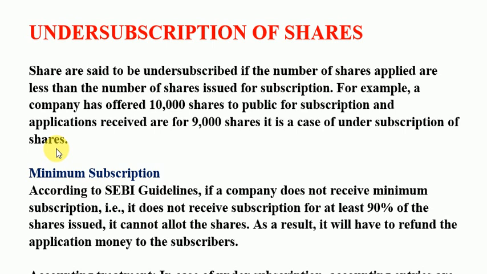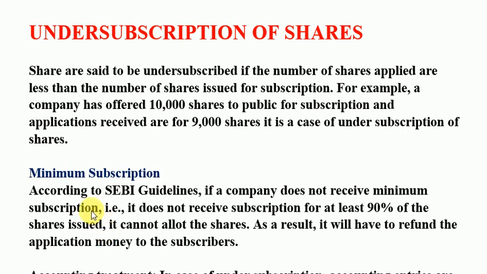Now, there's a very important clause in case of undersubscription of shares, which is called minimum subscription. And I'm sure you have studied this term last year in business studies, in the chapter formation of a company. There was a clause called minimum subscription, which means that at least 90% of the shares issued should be subscribed by the public. Otherwise, the company is not allowed to start its business.